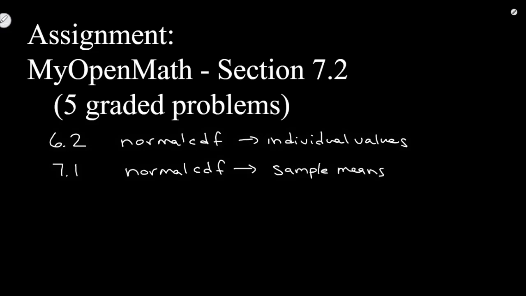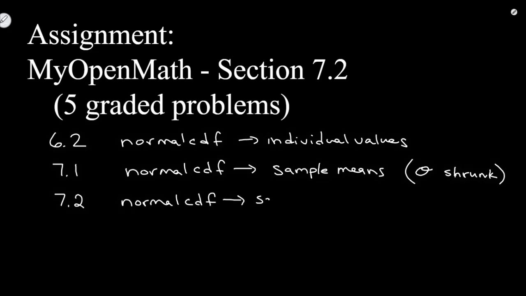Now, that didn't change the mean. The mean of the sample means was the same as the mean of the population, but it did affect the standard deviation. So the standard deviation, sigma, shrunk, we'll just say it that way, when you were dealing with sample means, because everything was drawn towards the center, and so that shrinks your standard deviation. In 7.2, in this lesson, we were still applying normal CDF, but this time we're applying it to sample proportions.